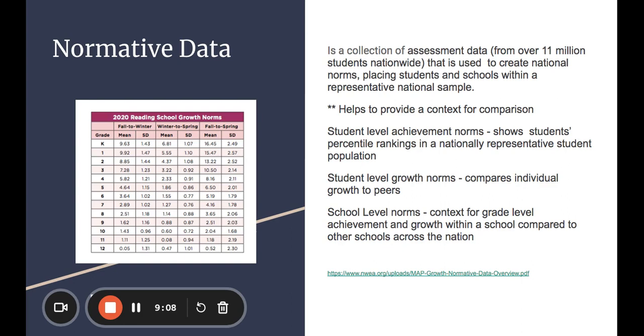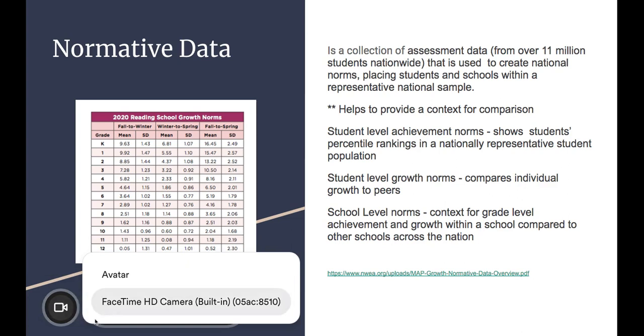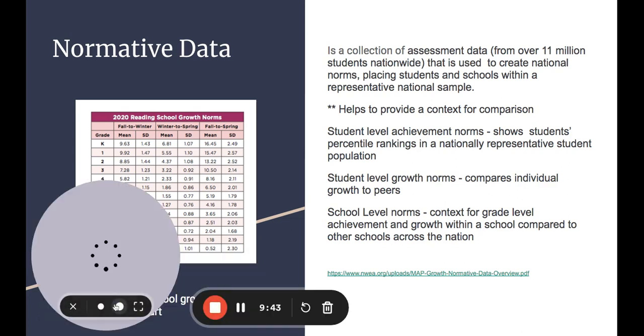Last but not least, we will be talking about normative data. So normative data is a collection of assessment data that is used to create national norms. It helps to provide us a context for comparison when we're looking at our students and our school's data. So we get this data from over 11 million students nationwide. We compile it and we create these norms charts. So as you can see on the left over here, I have an example of what a 2020 school growth norm looks like.